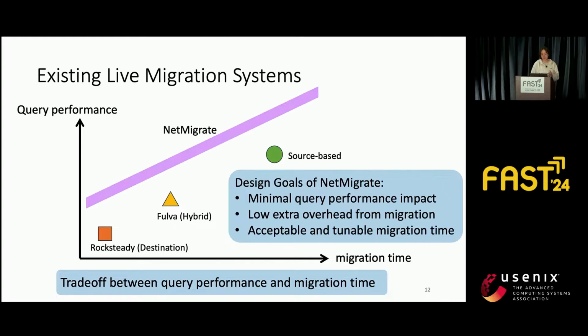Thus, we propose NetMigrate, and we aim to provide a better balance between these two aspects. NetMigrate tries to minimize the query performance impact and incur low extra overhead from migration. It also provides acceptable and tunable migration time.